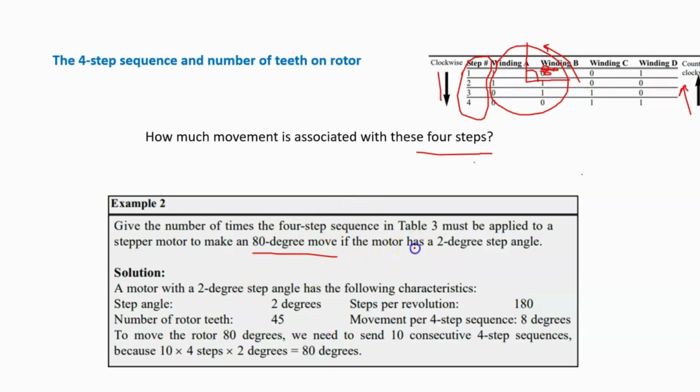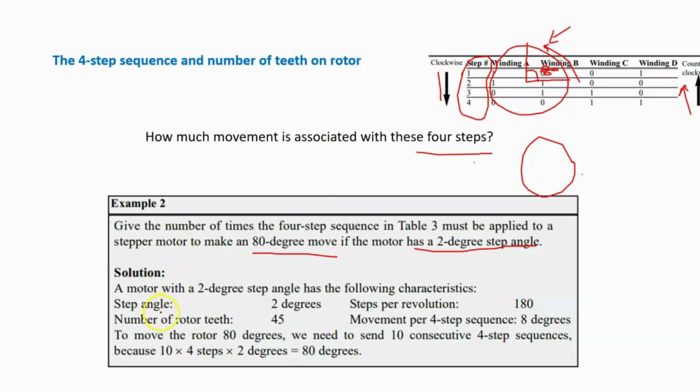So come back towards our objective. The motor has a 2-degree step angle. There is a restriction such that the motor has a step angle of 2 degrees. In the previous slides, we discussed that different motors may have different step angles. If a motor has a 2-degree step angle, it means the steps per revolution would be 180. That is, in 180 steps, it will cover the complete rotation of 360 degrees. So the question is, for how many times should this four-step sequence be applied so that the motor may move for this 80-degree rotational objective?